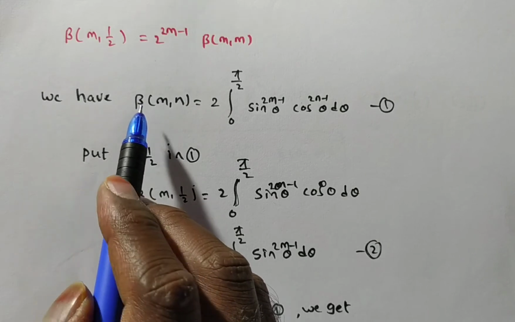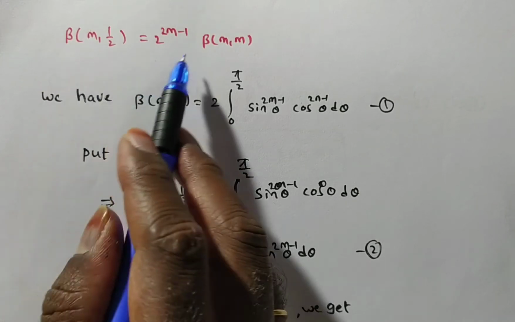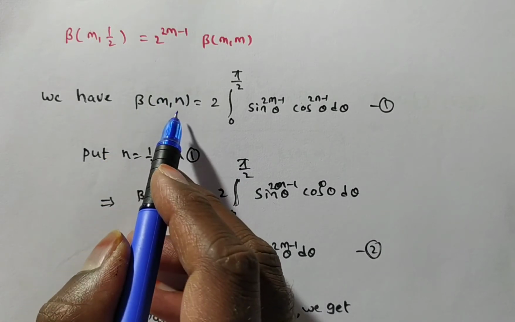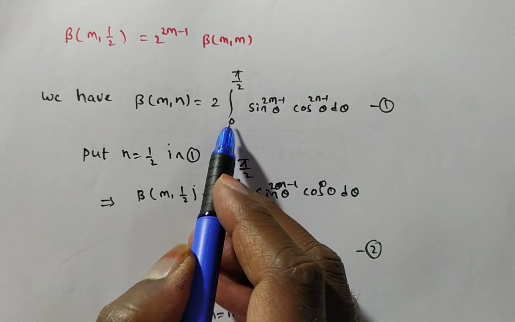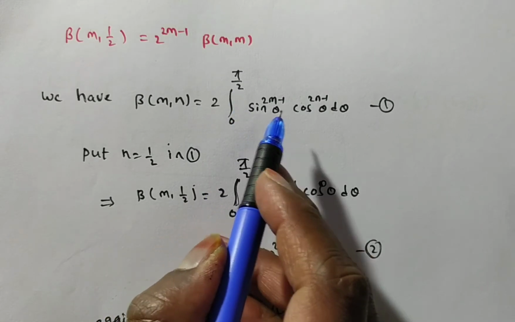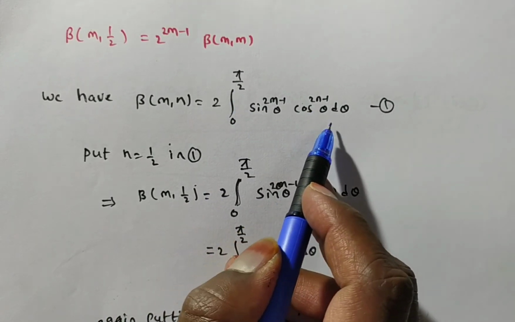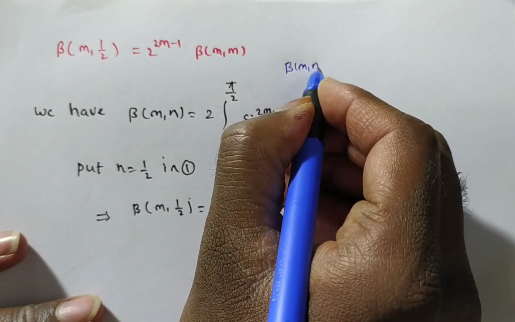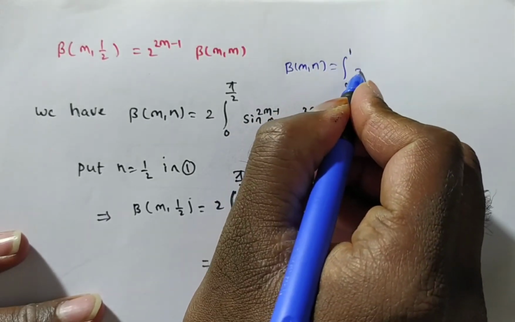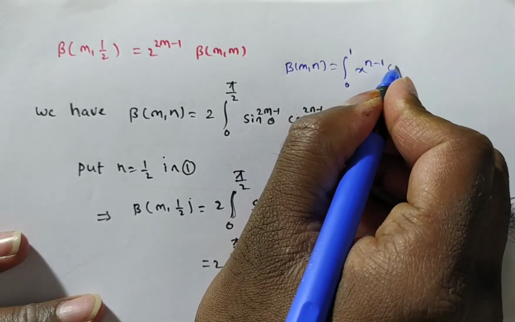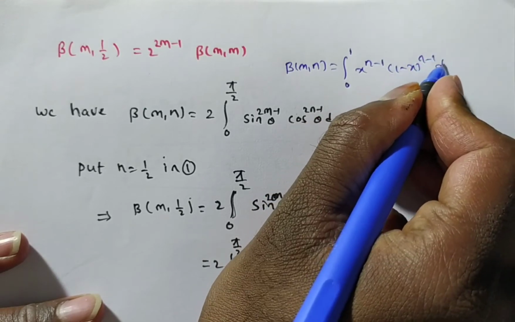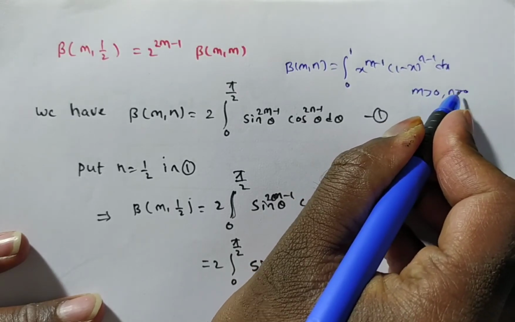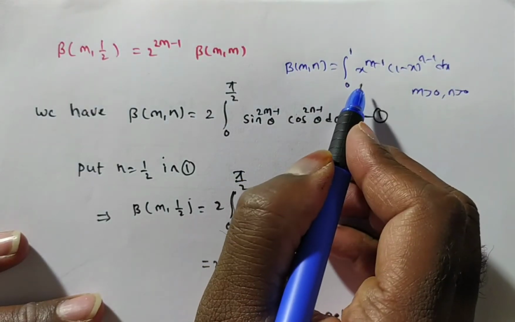Now observe the definition. Both are beta functions only. Now read the definition of the beta function. We have beta of m comma n is equal to 2 times the integral 0 to pi by 2 sine to the power of 2m minus 1 cos to the power of 2n minus 1 theta d theta. How did it come? Generally, we have the beta function of m comma n in Cartesian form: integral 0 to 1 x to the power of m minus 1 into 1 minus x whole to the power of n minus 1 dx, where m greater than 0 and n greater than 0. In this case, the integral will be convergent.